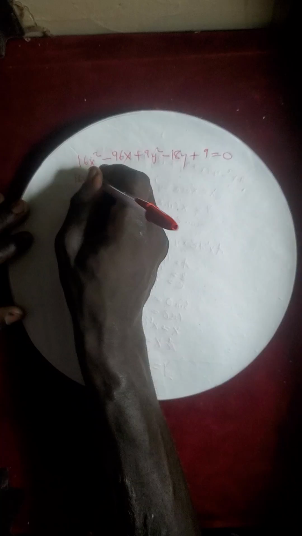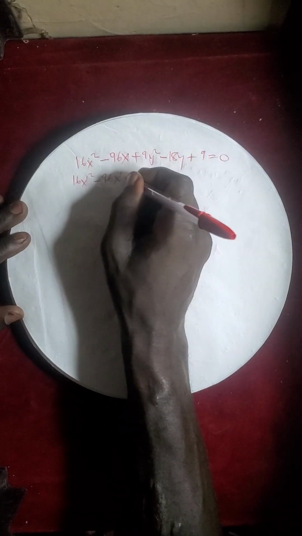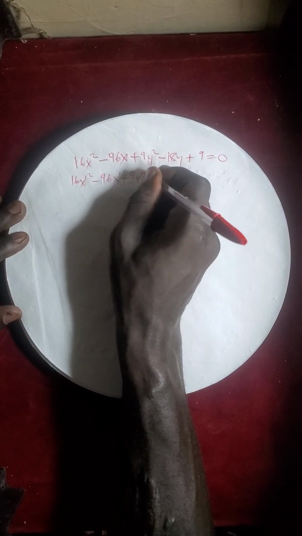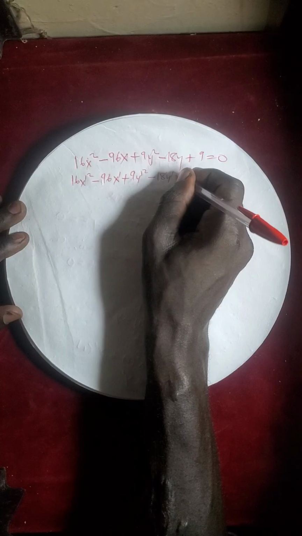So 16x prime squared minus 96x prime plus 9y prime squared minus 18y prime. We take it in advance because we know what we are doing. When you know, you know. You don't need to waste time. Hopefully, that point is clear to you. So that's how we're going to proceed with such a question.